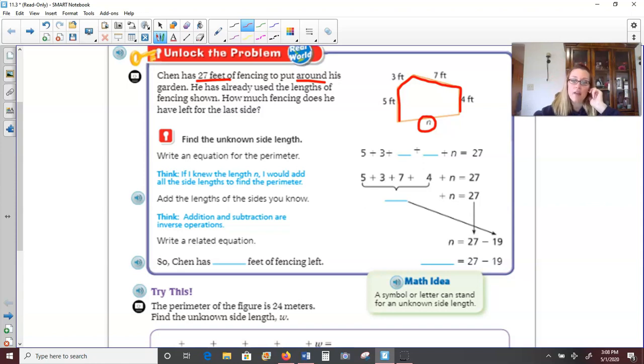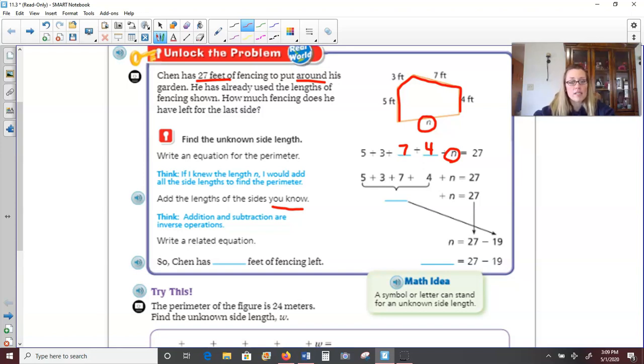So it says find the unknown side length, write an equation for the perimeter. Think, if I knew the length N, I would add all the side lengths to find the perimeter. But remember, we don't know all of the sides in this problem. So we need to add the lengths of the sides that we do know. So we're going to add 5 plus 3 plus 7 plus 4 plus the unknown N, and it should all equal 27. But because we have a number missing, we need to figure out what that is.